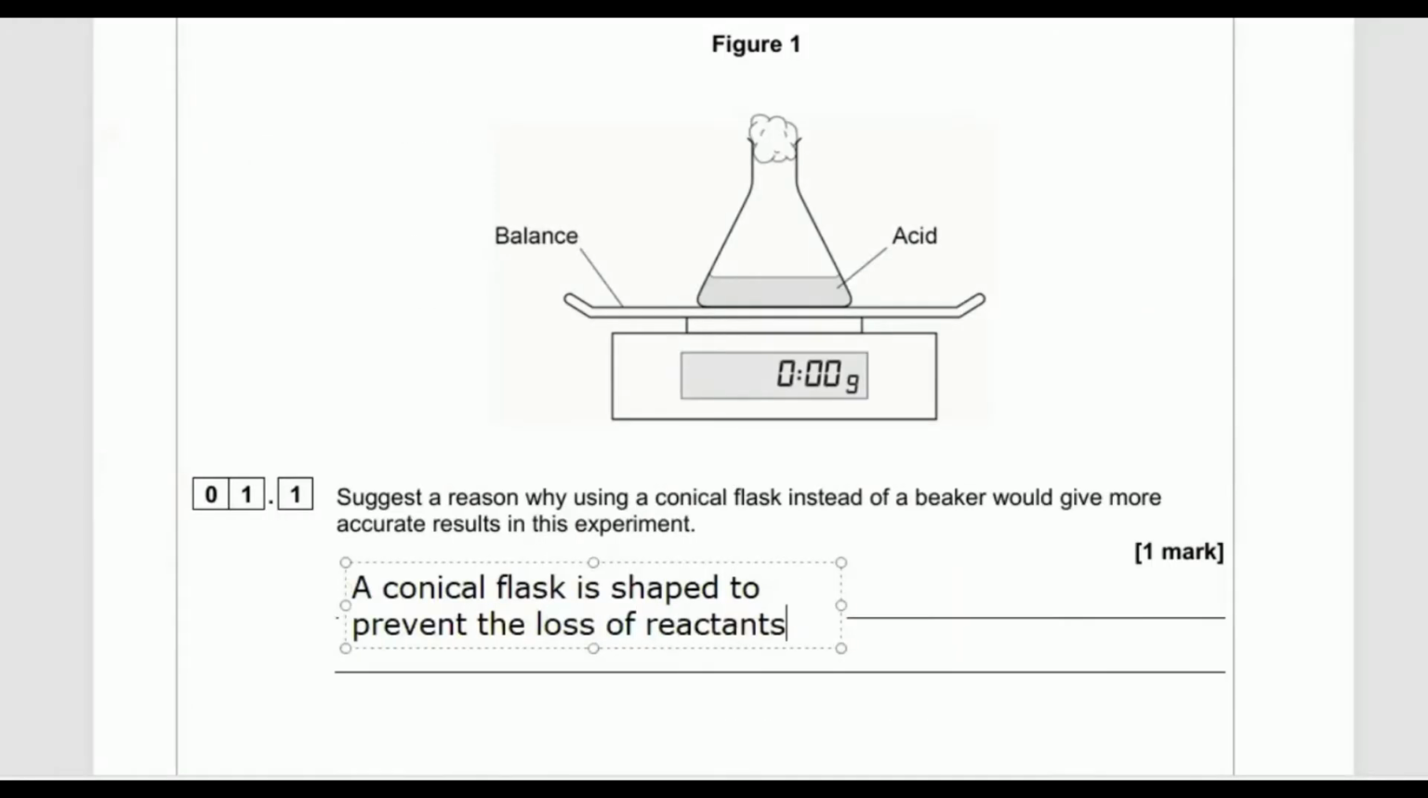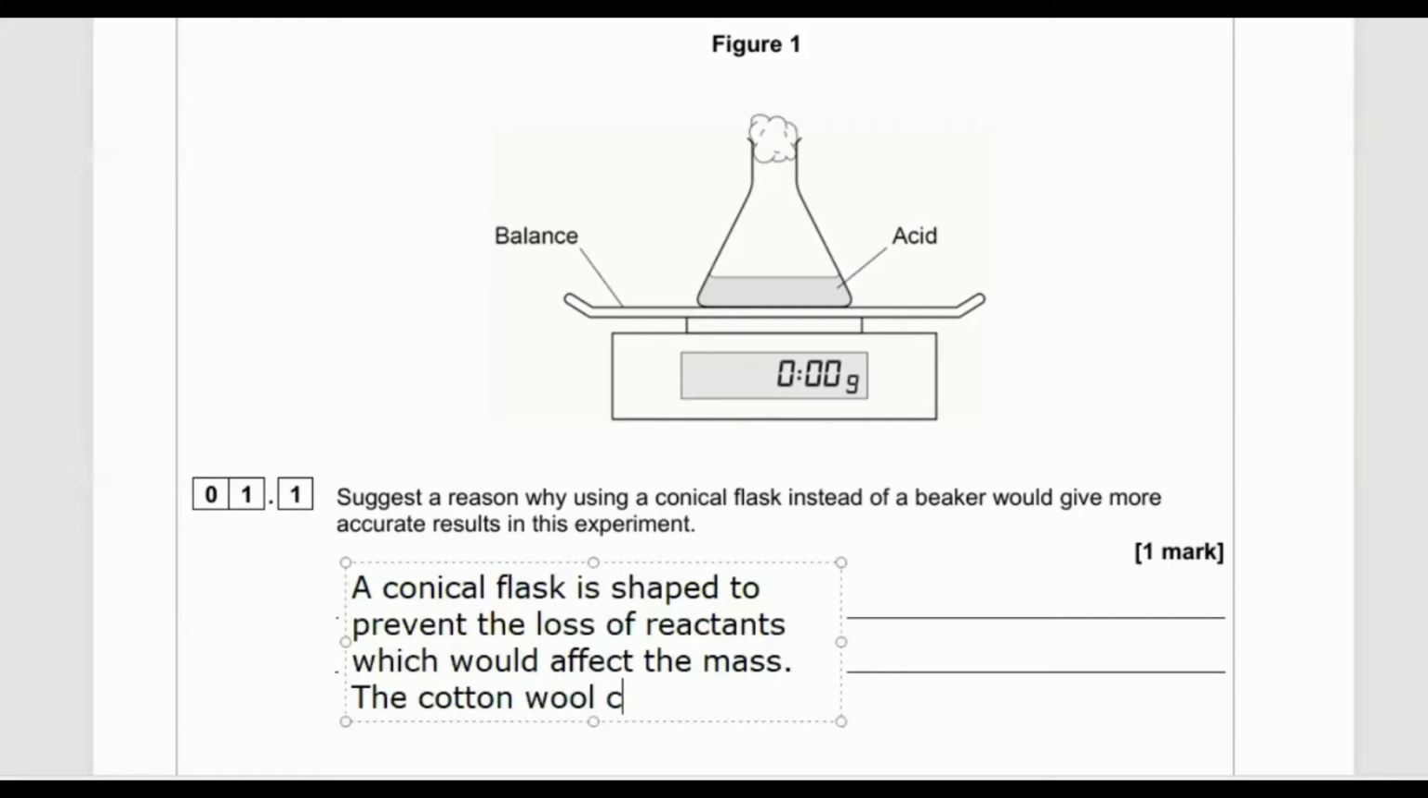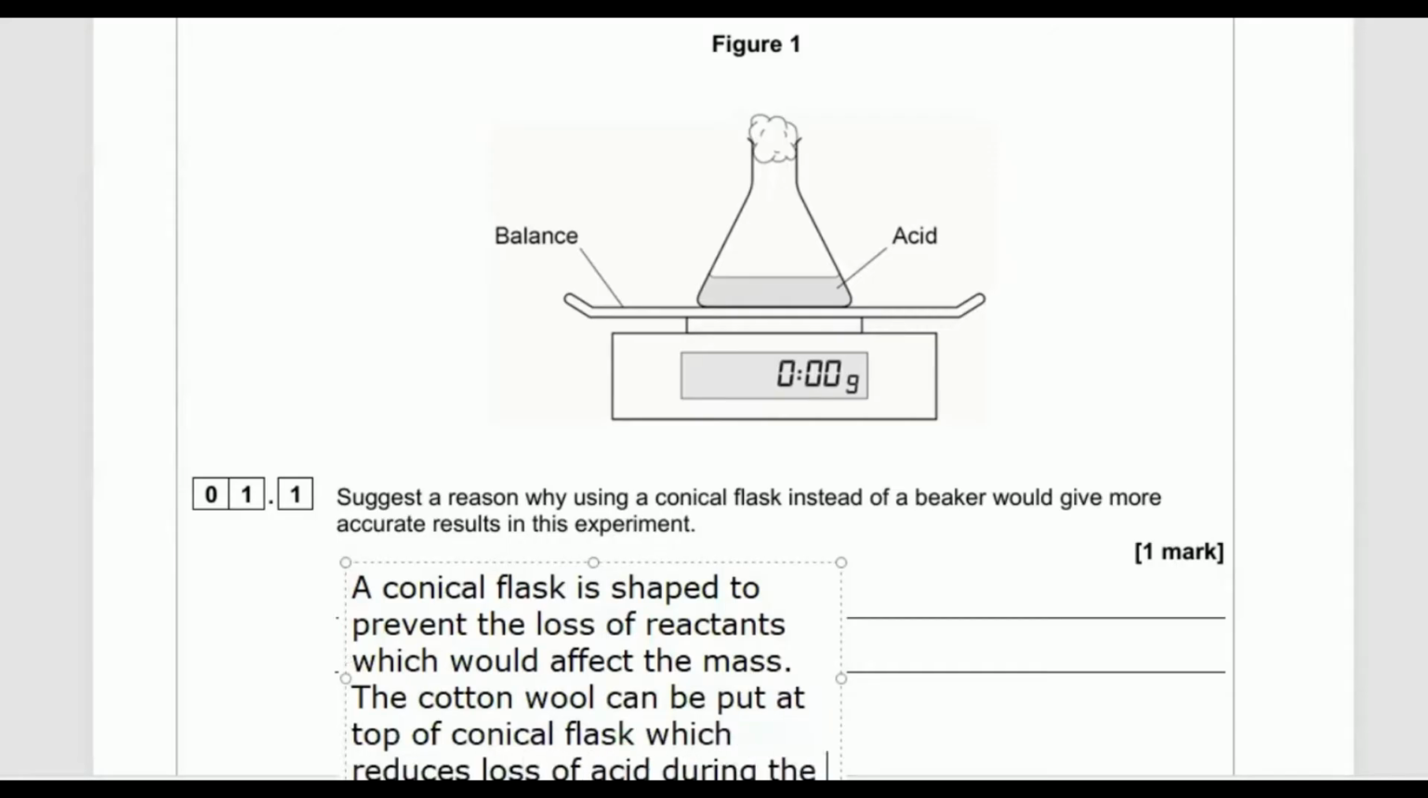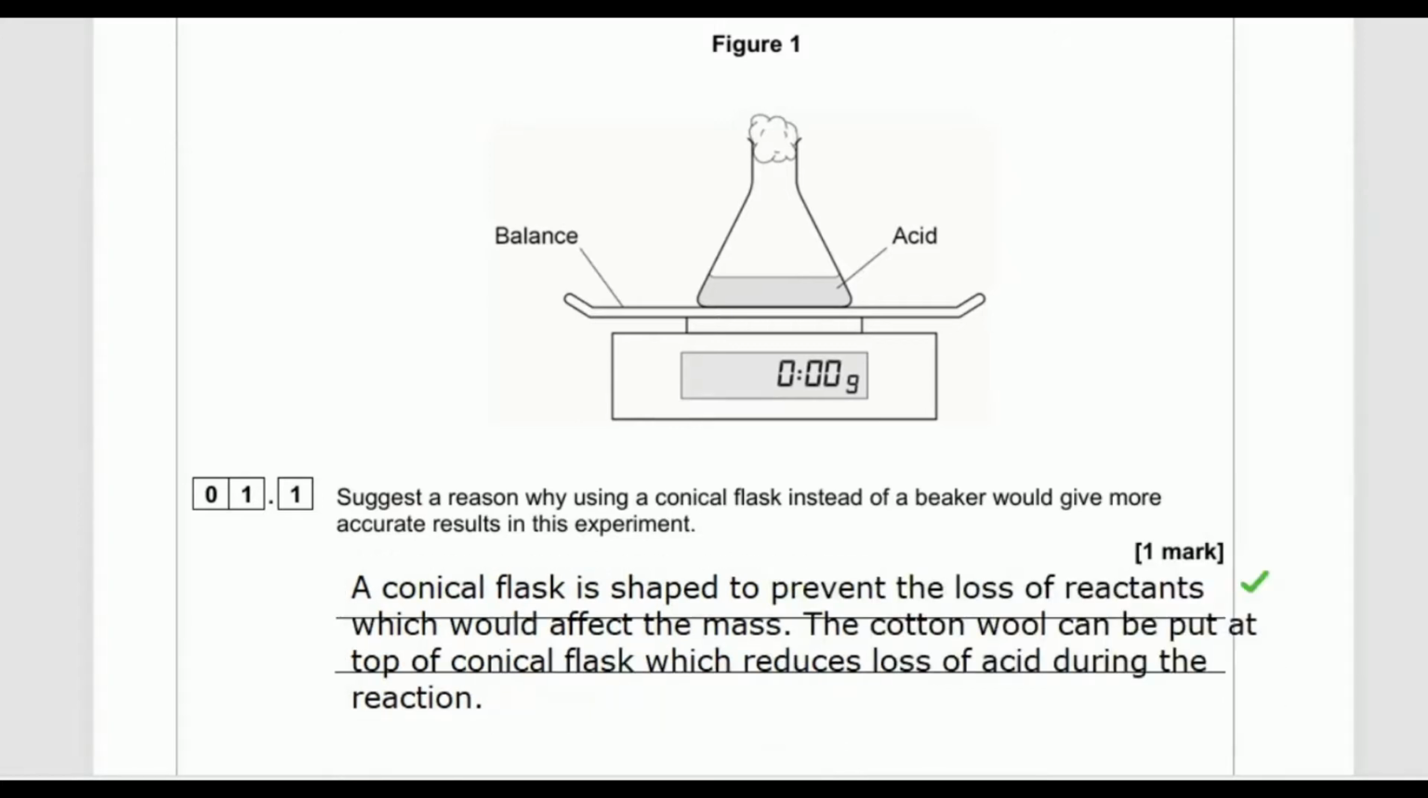Okay, so the answer to 1.1 for 1 mark. The conical flask is shaped to prevent the loss of reactants, which would affect the mass, and therefore affect our accuracy. The cotton wool can be put at the top of a conical flask. It can't be put at the top of a beaker, so we get a reduction in the loss of acid during the experiment, making it more accurate.